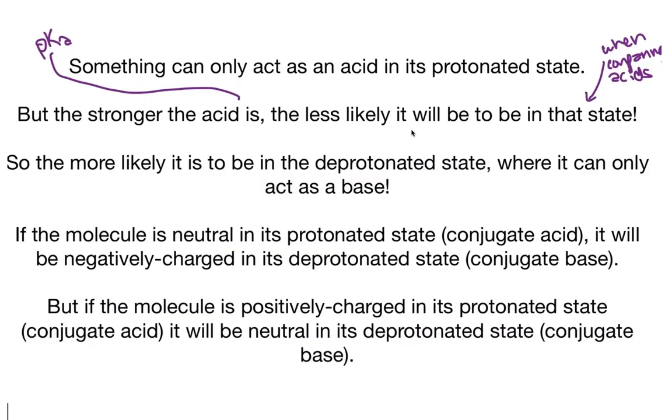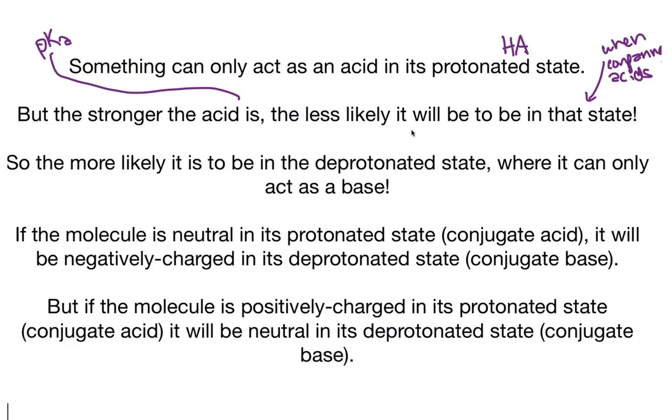So, some key takeaways. Something can only act as an acid in its protonated state. Remember that we use HA to represent a generic weak acid. So that's your friend that comes with a cookie. Only the friends that come with cookies are able to actually donate cookies. And so you're only going to talk about acting as an acid when something's in its protonated state. However, this could be positively charged, or it could be neutral. But regardless, you have that friend that comes with a cookie.